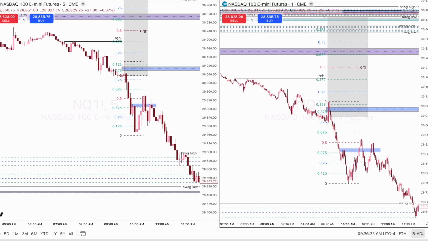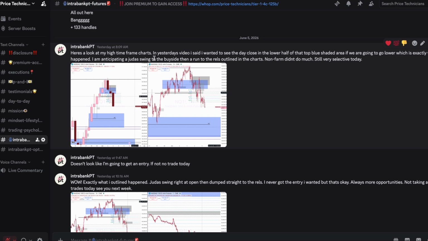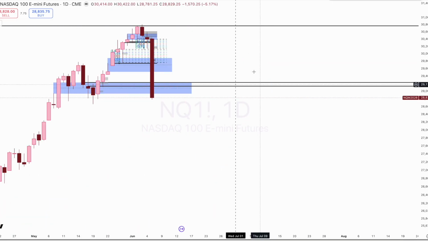So actually, let's go to Discord here. So Friday, before market opens, I said, here's my high time frame charts. The video I said I wanted to see a close in the lower half of this top blue shaded area here, which is this.